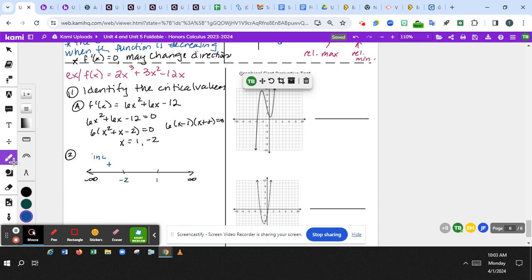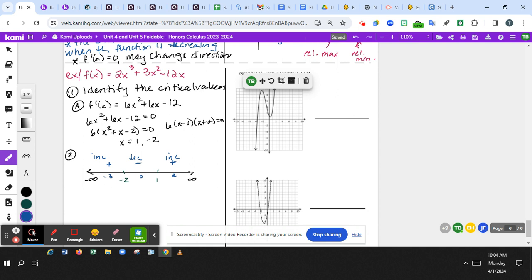Okay. Next up, I'm going to try a number between negative 2 and 1. I like the number 0, so 6 is positive, 0 minus 1 is negative, 0 plus 2 is positive. So I have a positive times a negative times a positive, and that's a negative, which means my function is decreasing. Let's tell you what values I tested here: negative 3, 0, and let's go with 2, a number bigger than 1. So 6 is positive, 2 minus 1 is positive, and 2 plus 2 is positive. So I have a positive, which is increasing.